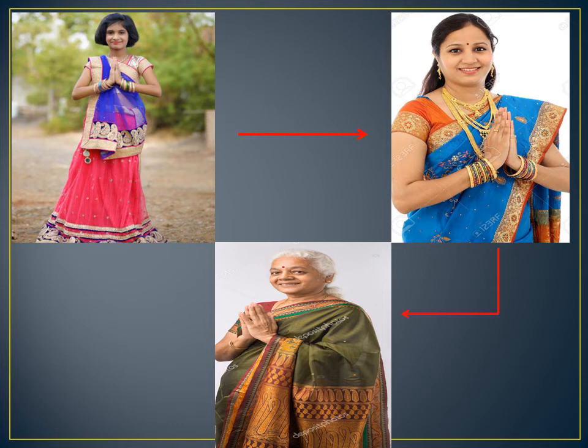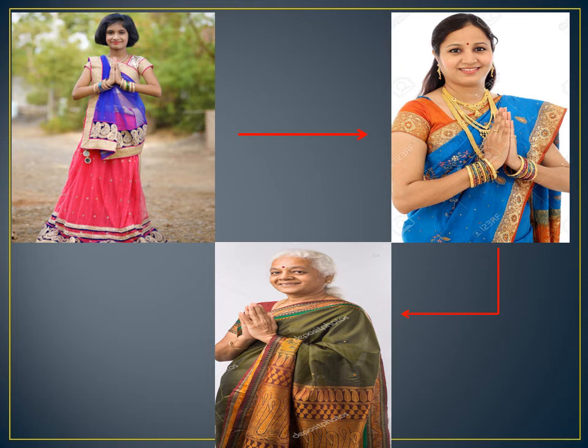Now you can see on the screen, the same girl has become a young woman. Now all of them are saying namaste to you. Okay, so that same girl becomes a lady, and that lady grows into an old woman. Eventually she becomes an old woman. So this is the life cycle of a human being.